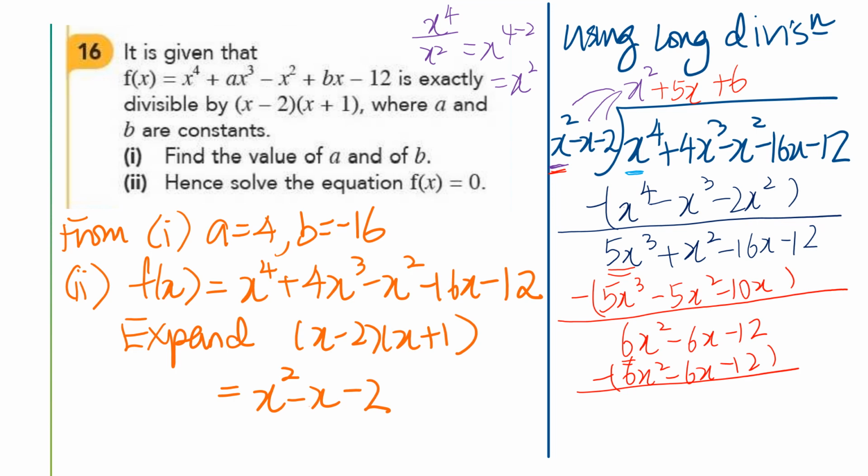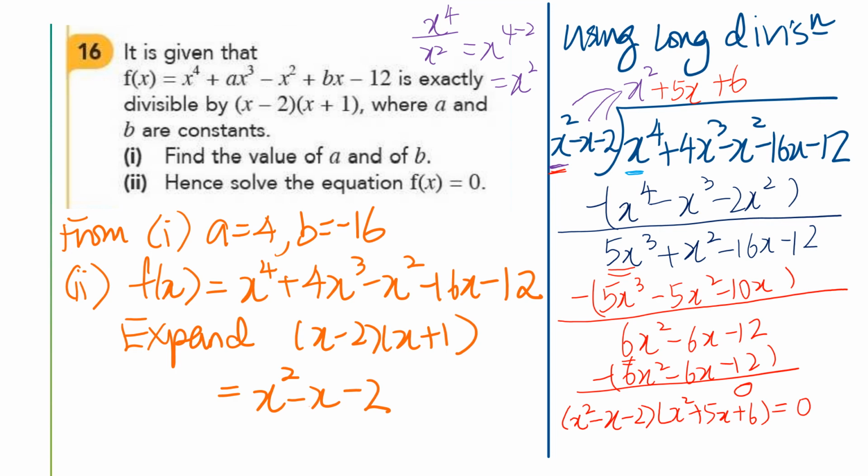Right, and then you get remainder 0. You have to get remainder 0. If not, then there's something wrong with your long division. So therefore, we will have x squared minus x minus 2 times x squared plus 5x plus 6 equals 0.